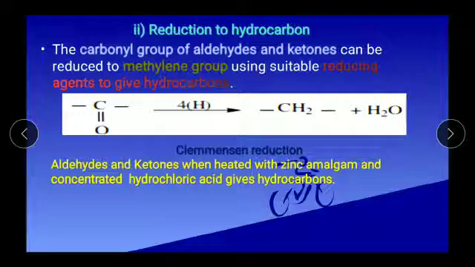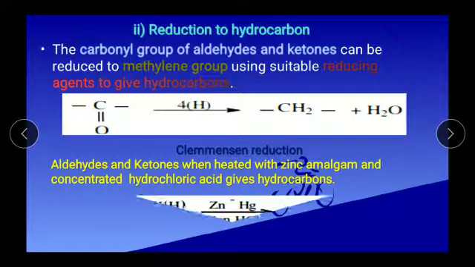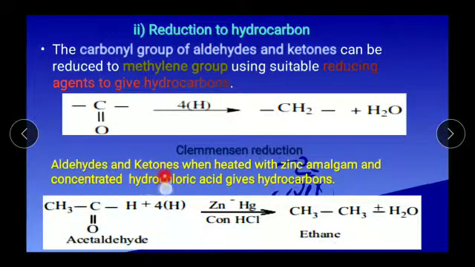Now we see the Clemmensen reduction. In Clemmensen reduction, aldehydes and ketones are heated with zinc amalgam. What is zinc amalgam? A combination of zinc and mercury is named zinc amalgam, used with concentrated hydrochloric acid. The aldehyde and ketone heated with zinc amalgam and concentrated hydrochloric acid give the hydrocarbon, because C double bond O becomes CH2.